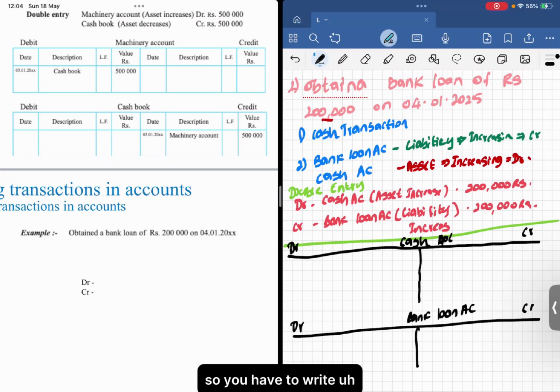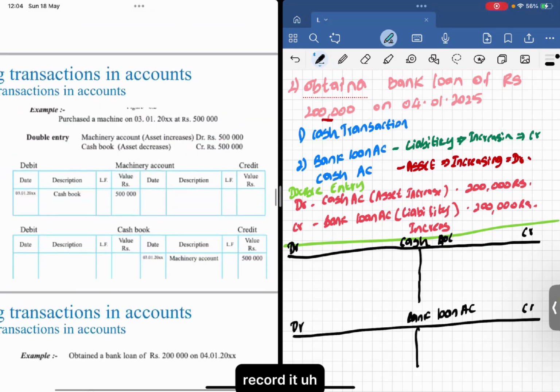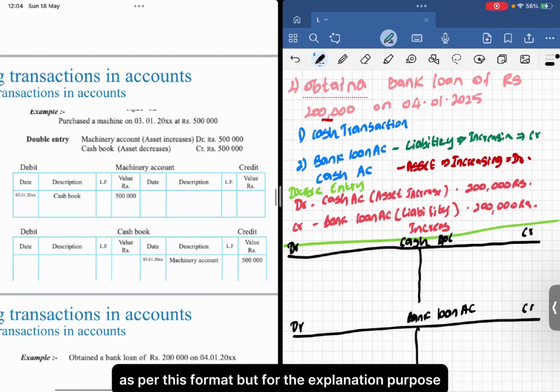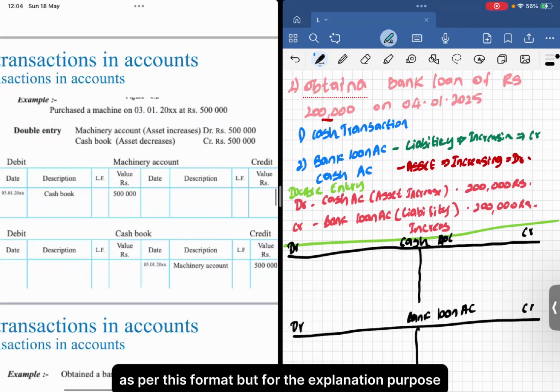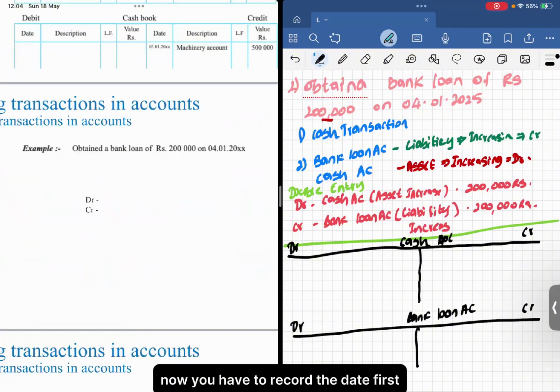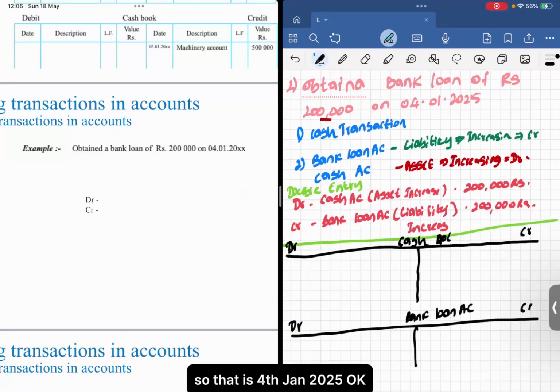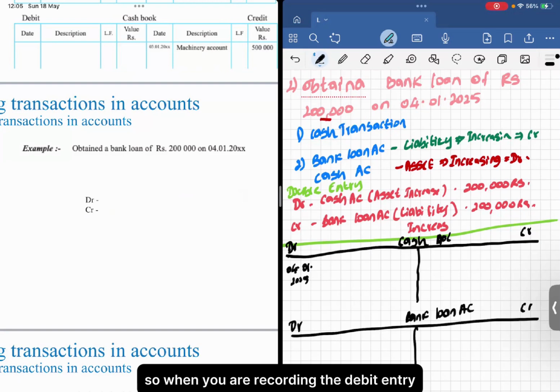You have to record it as per this format, but for explanation purposes, I will write it like this. Now you have to record the date first, so that is 4th Jan 2025. When you are recording the debit entry, you have to record the description of the account you are crediting.